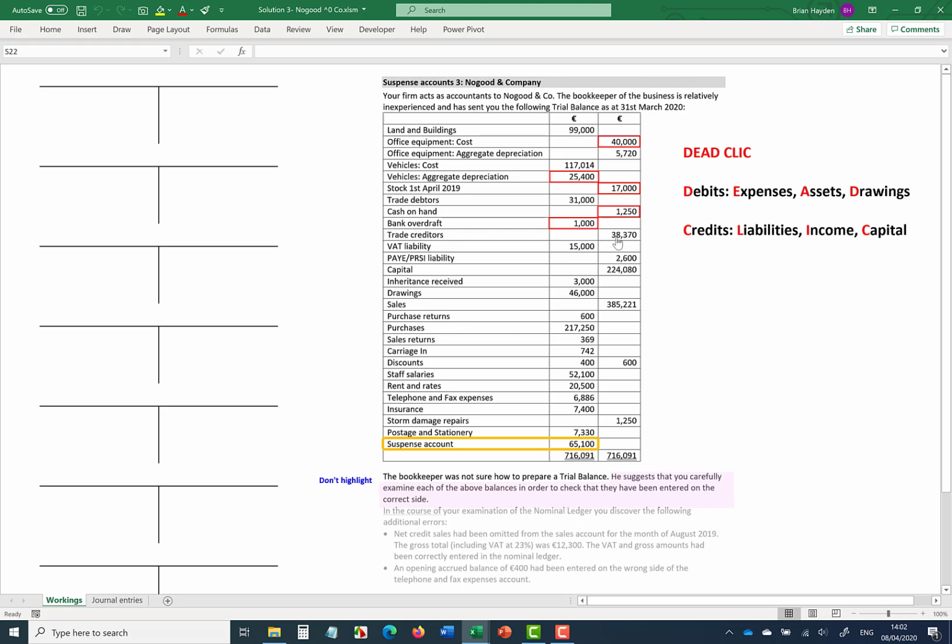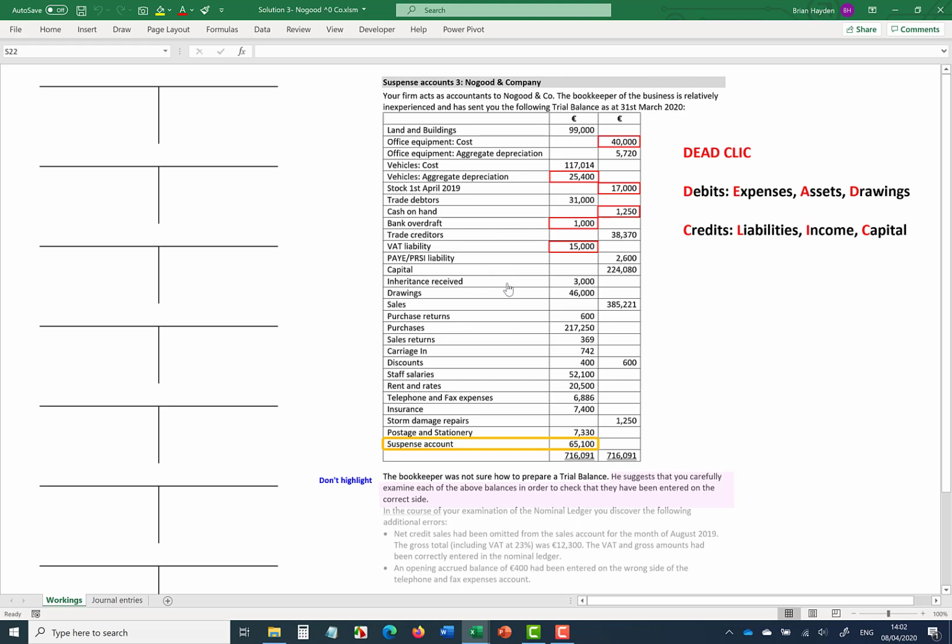Trade creditors, these are monies owed to suppliers, so they're liabilities, current liabilities, so they go correctly on the credit side. VAT liability, now again, the word liability is a real giveaway. It tells you it's a liability, so it should go on the credit column, so again we have a problem with that. PAYE liability is correctly placed in the credit column. Capital is its own special category in my mnemonic, and it's correctly placed in the credit column.